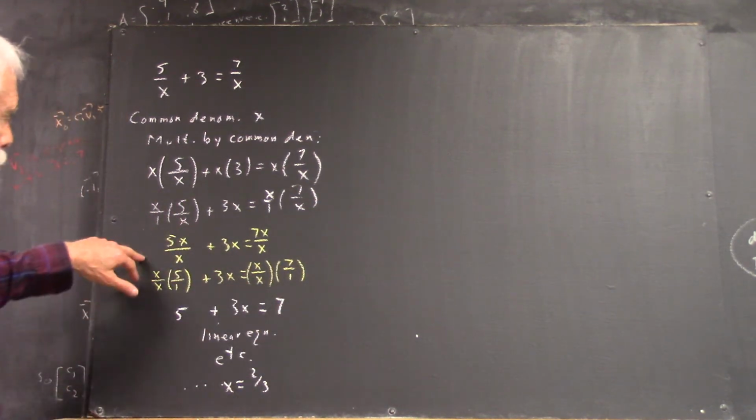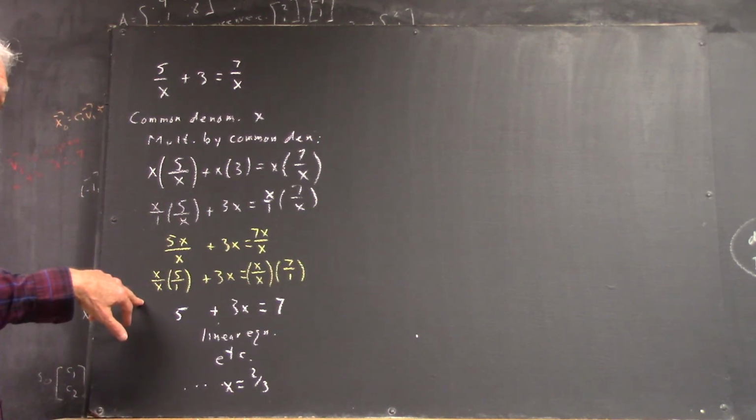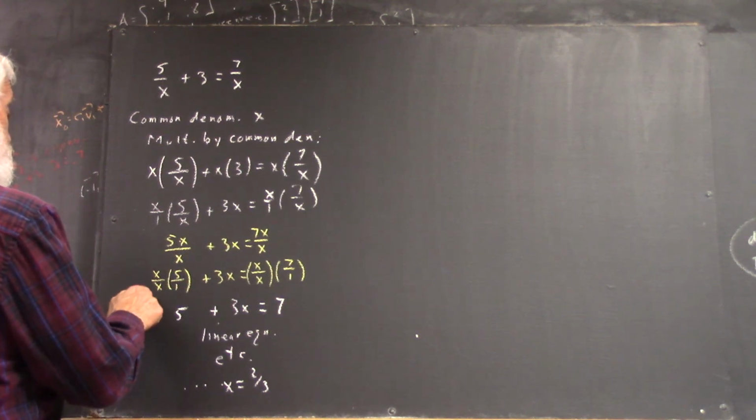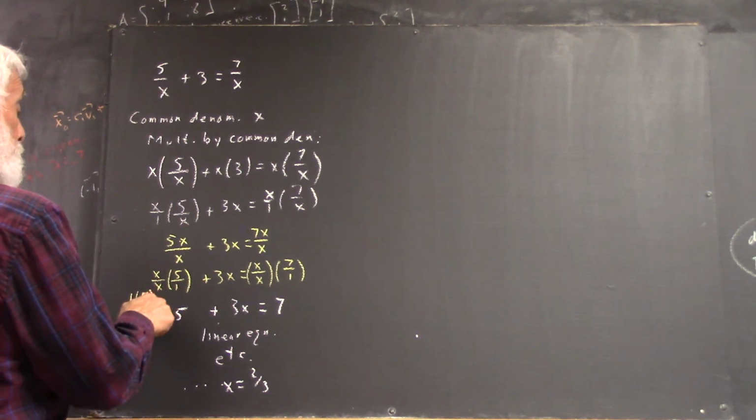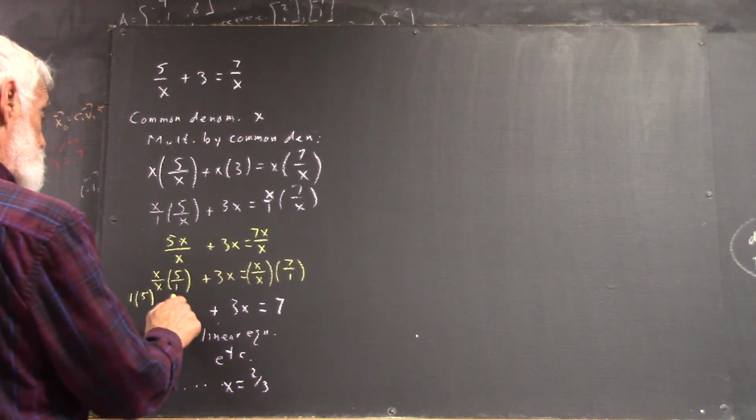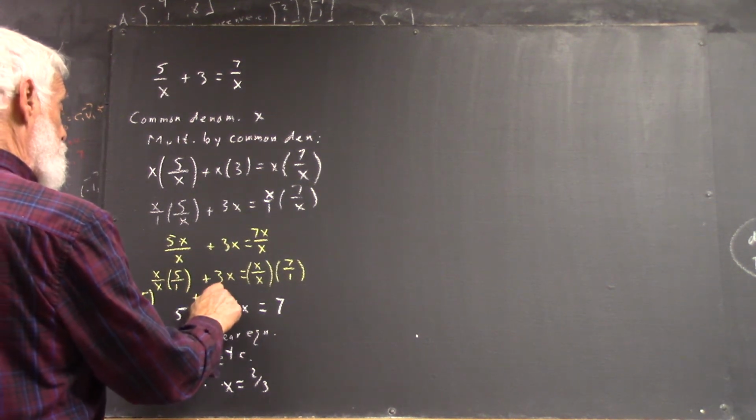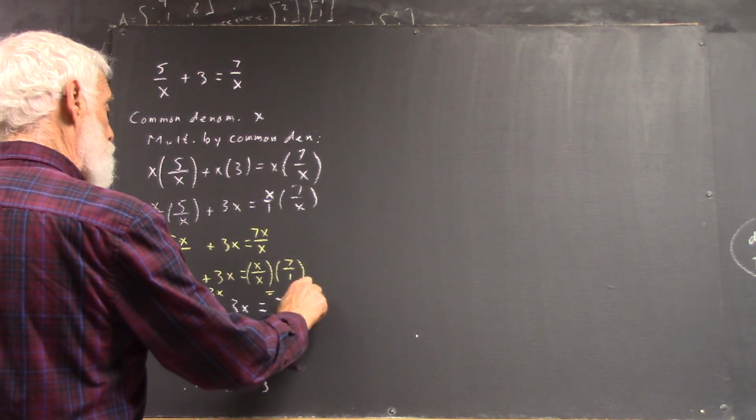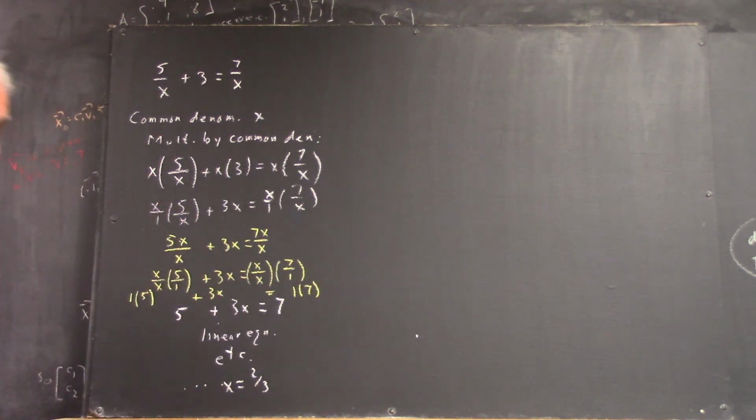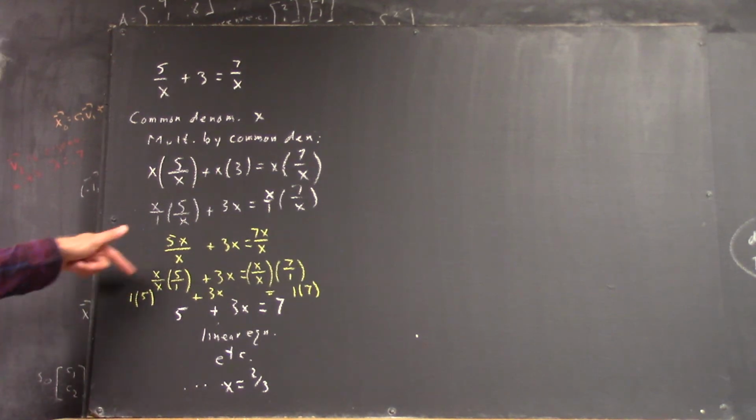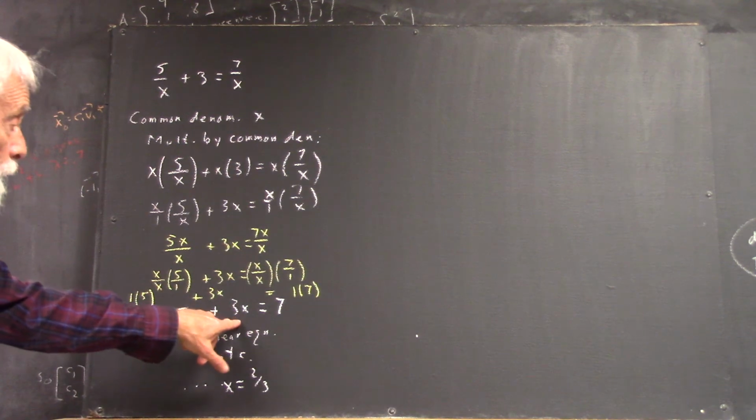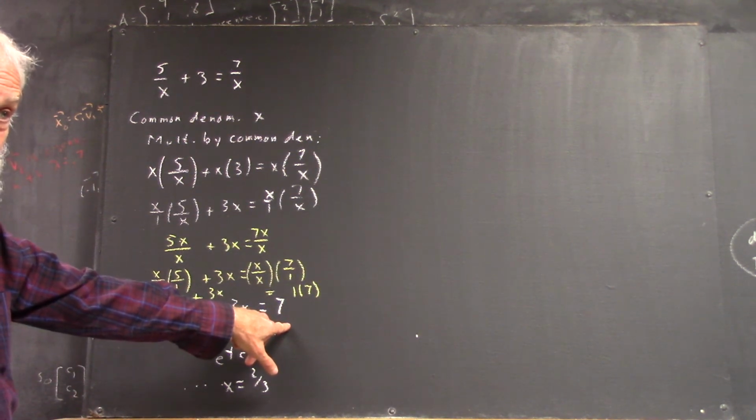Okay, well, x over x is 1. So, that could be just 1 times 5, right? Plus 3x equals 1 times 7. I mean, x over x is 1, 5 over 1 is 5, right? Right. And that gives us 5 plus 3x equals 7.